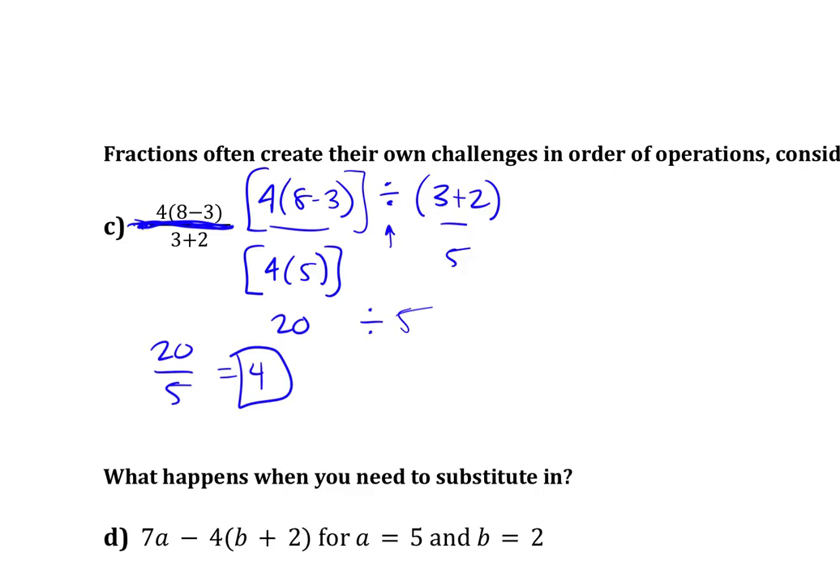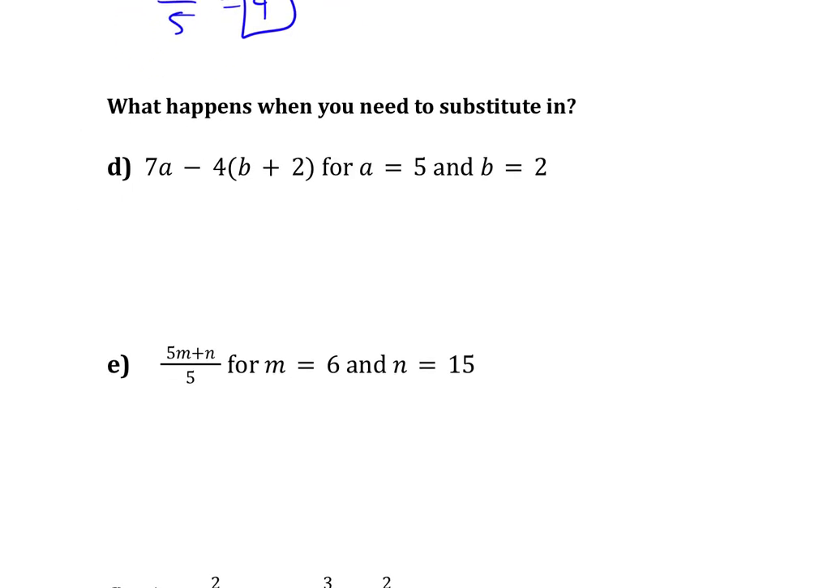I wanted to do this problem because I want to draw your attention to the fact that this is one large fraction, so I want to do that step last. Now what happens when I need to start substituting numbers in? If I put in 5 for A and 2 for B, rewritten, this is going to be 7 times 5. And again, I am substituting exactly for the letter. In place of the letter, I'm just putting the number.